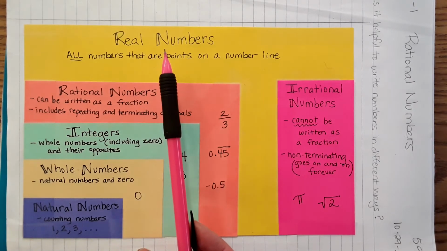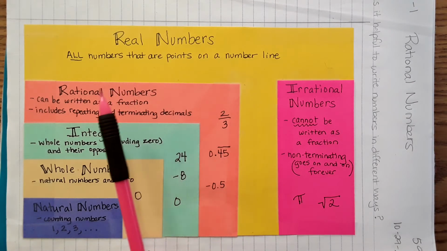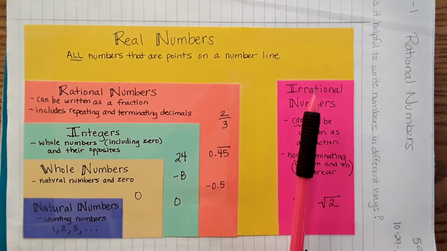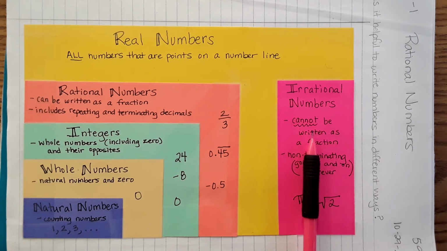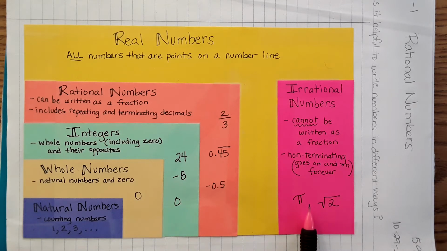So when we have real numbers, we can break them down into two categories. They're either rational or irrational. Let's discuss irrational numbers. Irrational numbers cannot be written as a fraction. So for example, pi or the square root of 2. Irrational numbers are non-terminating, which means that they go on and on forever without a pattern. So it's important to know that this is without a pattern. Like pi, it goes on forever and there's no pattern to the numbers.